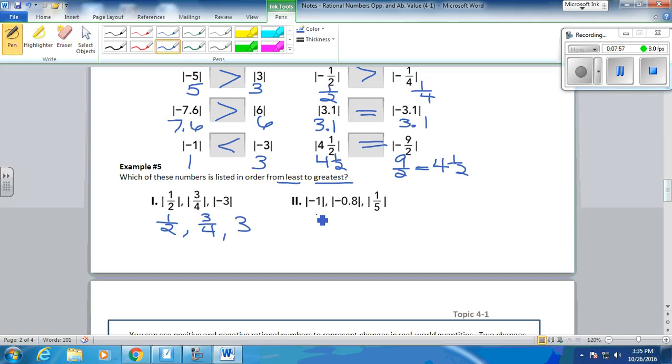The second one, this is 1, 8, oops, not negative, 8/10. And 1/5, which I will change to a decimal, which is 2/10. And I see that obviously 1 is greater than 8/10, so the first list is the one that is ordered from least to greatest.